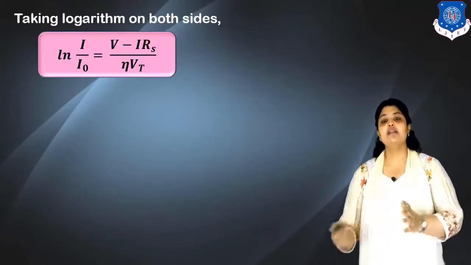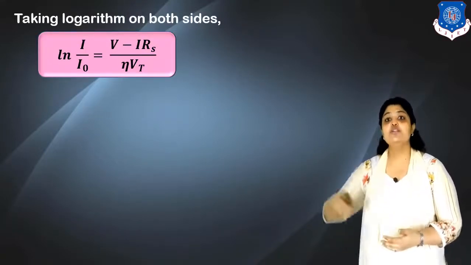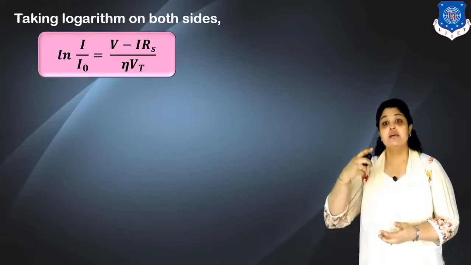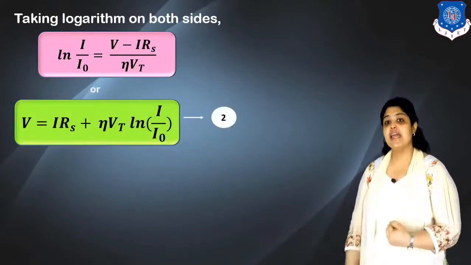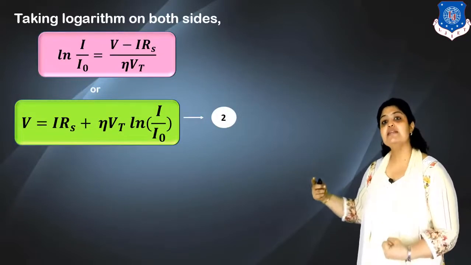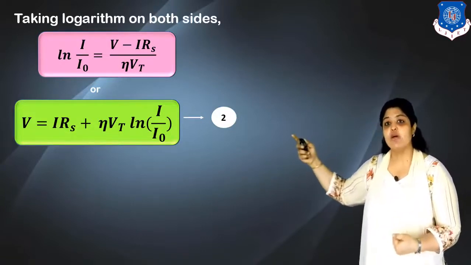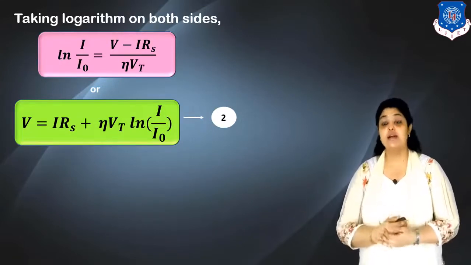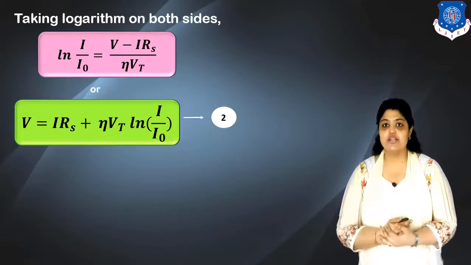Now what do we do? Because we have an exponential term, we take logarithm on both sides. Because of exponential term, we will be using ln and not log. So ln of I by I naught will be equal to V minus IRS upon eta Vt. Because ln of e raised to x is x. Simplifying it, we get V is equals to IRS plus eta Vt ln of I by I naught. What I have done is I have just simplified the above equation and taken voltage term on one side and rest all other terms on the other side.